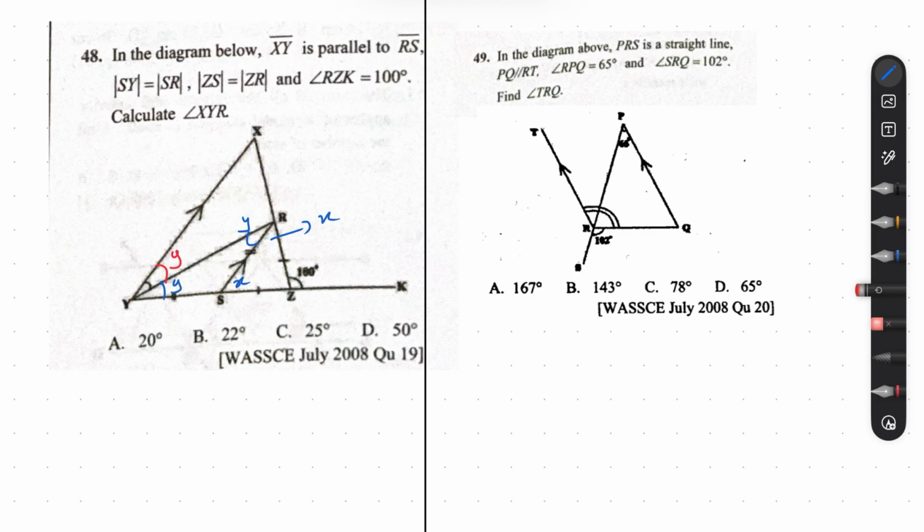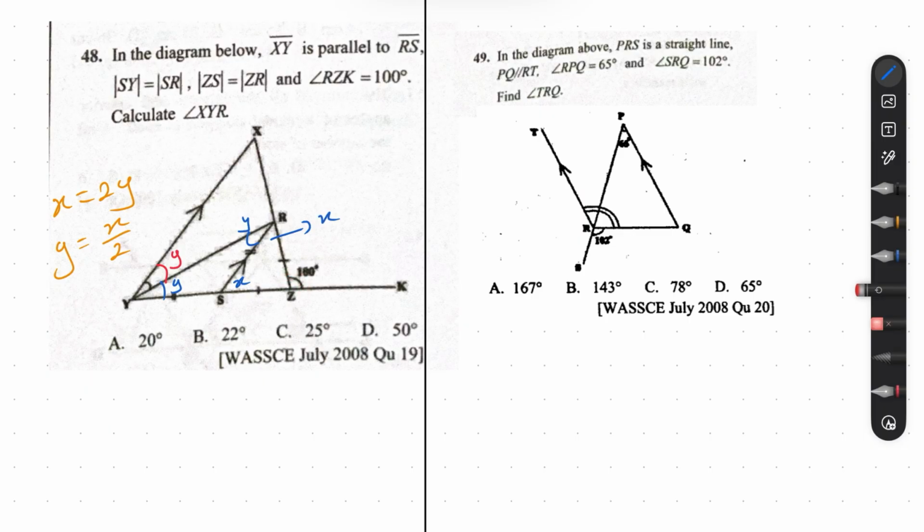So let's write that down somewhere. x is equal to 2y. So if you find x, we can easily find the angle that we are looking for, which is y. That means our y will be equal to x over 2. Now let's try to find x. How do you find x here? We've been given only one angle, which is 100, which is an external angle.